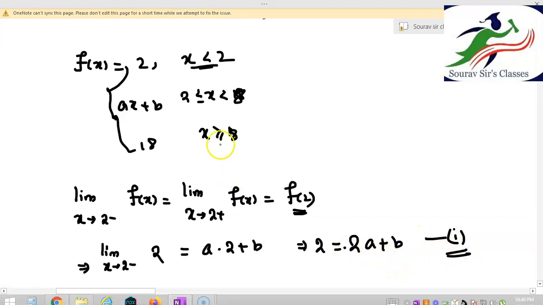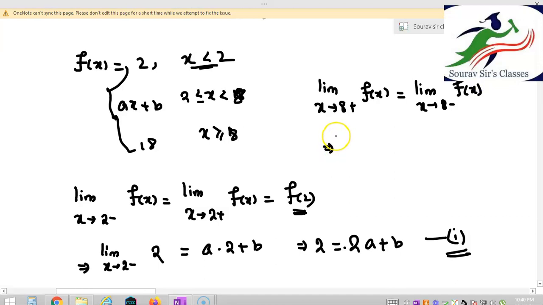Okay, now when you are approaching 8 from the right hand side, limit x tends to 8 plus f(x) is equal to limit x tends to 8 minus f(x).